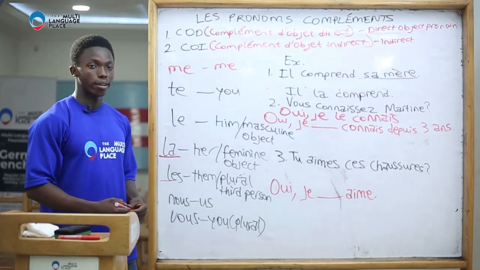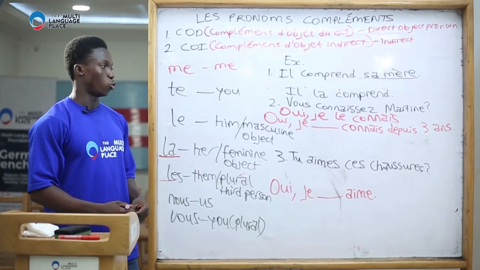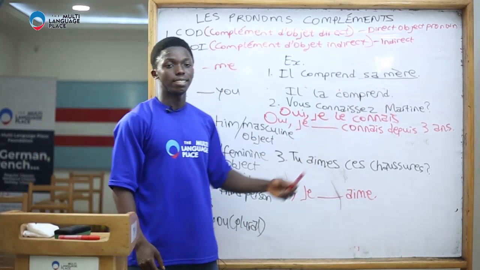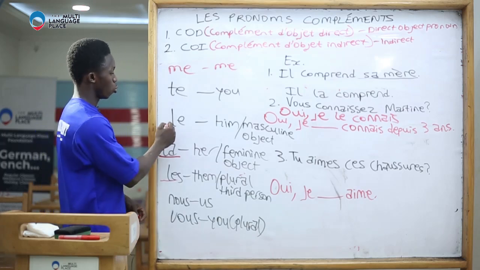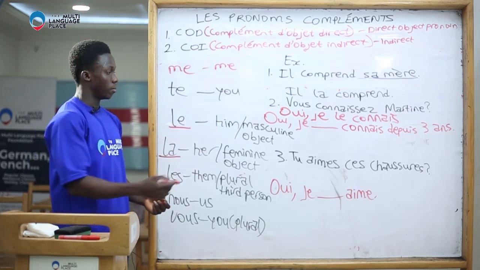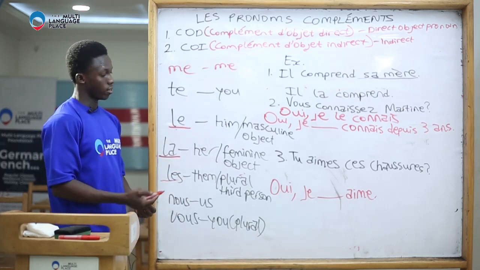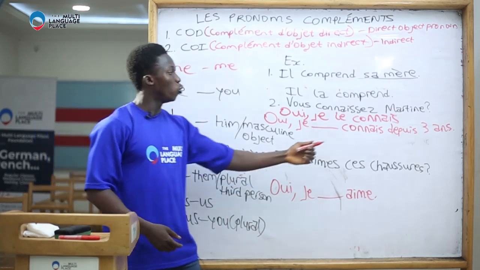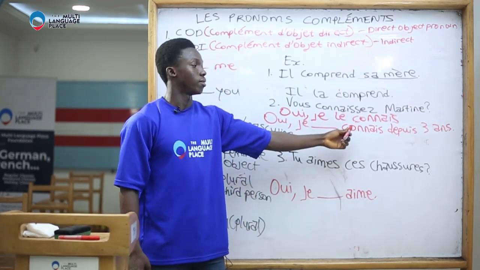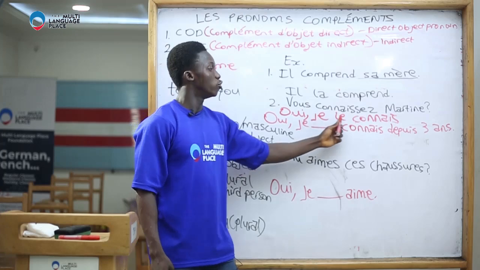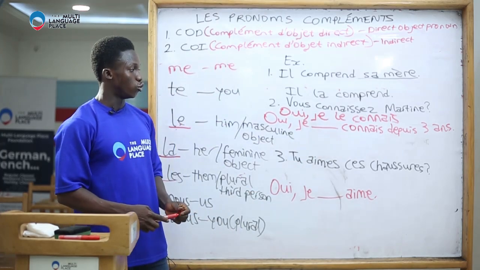Oui, je le connais. Why is it oui, je le connais? Martin is masculine, so I'll use le, him. Yes, I know him. Him, oui, le. Now, le comes immediately before the verb, acting on it. Oui, je le connais.